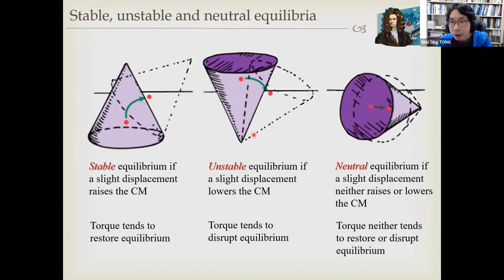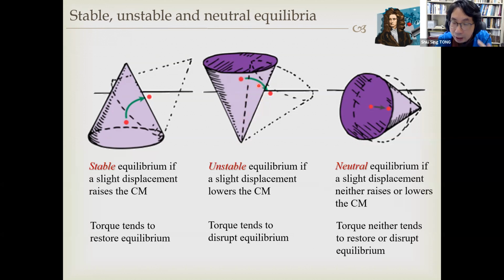But it is not so if you try to balance the cone with its vertex, if you invert the cone and try to balance it on its vertex. You find that it is not stable. Why? Because when the cone is slightly disturbed, you can see the position of the center of mass is lower, and so the potential energy is also lower, and that means this position is the maximum for the potential energy. So that is unstable equilibrium.